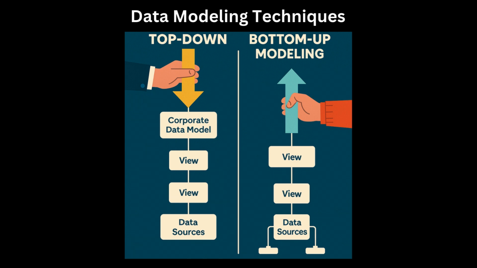Comparison time. Top-down is driven by business goals. It's structured and ideal for fresh designs. Bottom-up is data-driven. It's reactive, faster to implement, and grounded in existing infrastructure. In modern data architecture, teams often blend both approaches, leveraging the business-driven clarity of top-down with the practical insights of bottom-up.